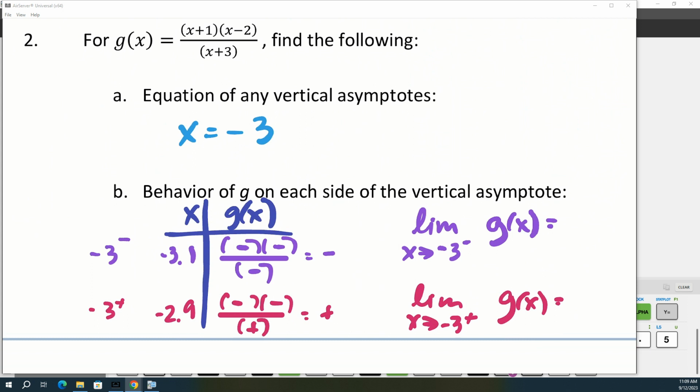All right, so when you do the left side of -3, you get 3 negatives, which is going to make the limit be -infinity. And the right side, you get 2 negatives, which is going to make it positive infinity. All right, what questions do you guys have?